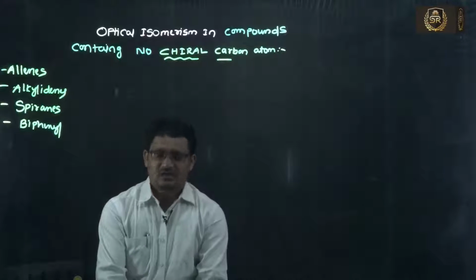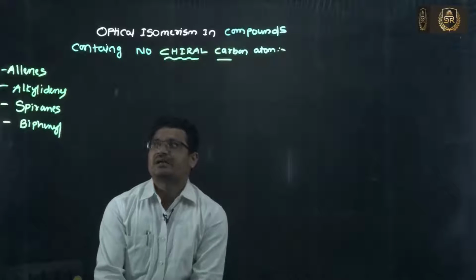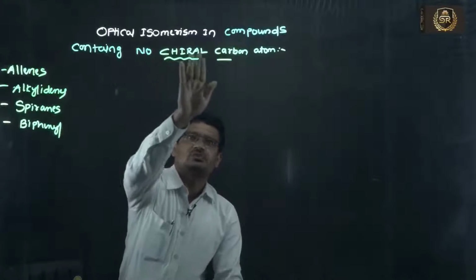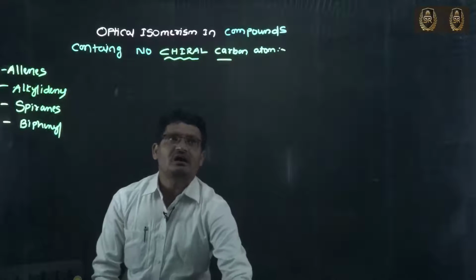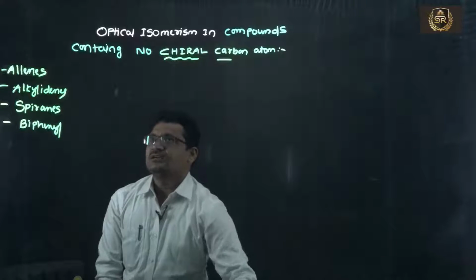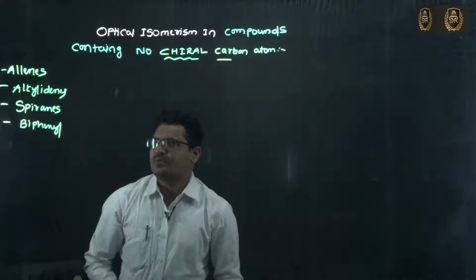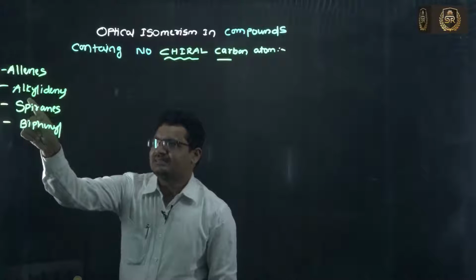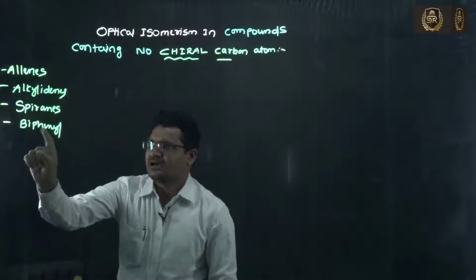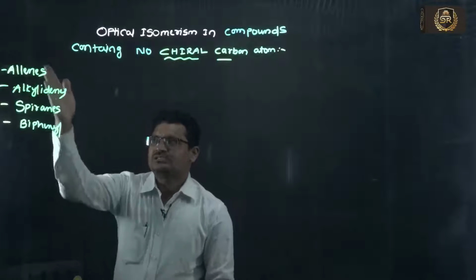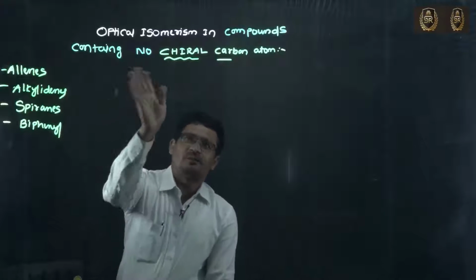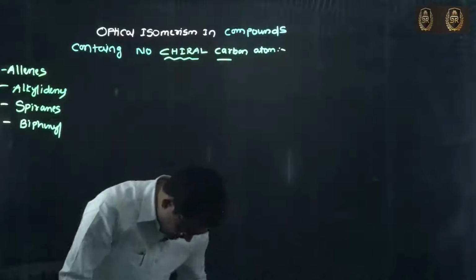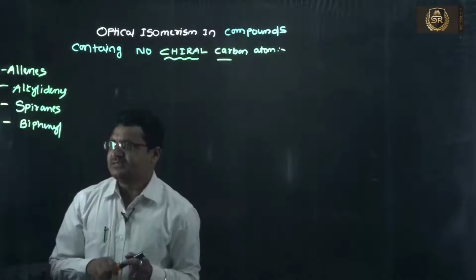Today we discuss optical isomerism in compounds containing no chiral carbon atom. Here there are four examples: allenes, alkylidenes, spiranes and biphenyls. These are compounds with no chiral carbon. First, let us discuss allenes.